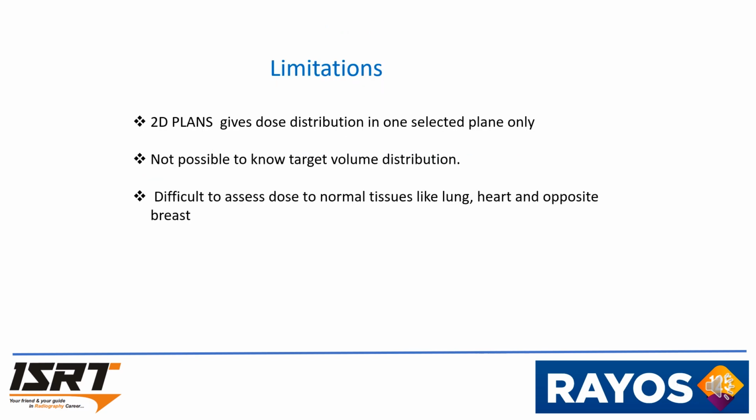Limitations. 2D plans give dose distribution in one selected plane only. It is not possible to know the target volume distribution. It is difficult to assess dose to normal tissue like lung, heart and opposite breast.